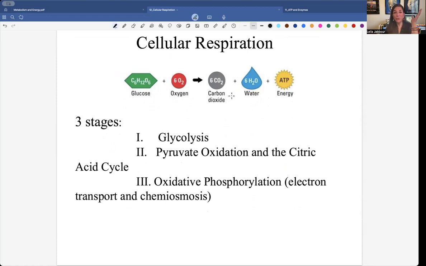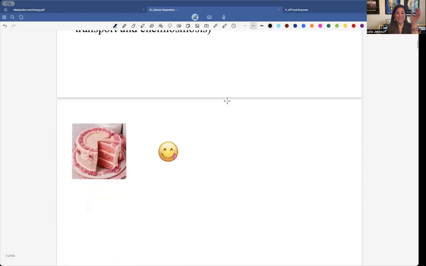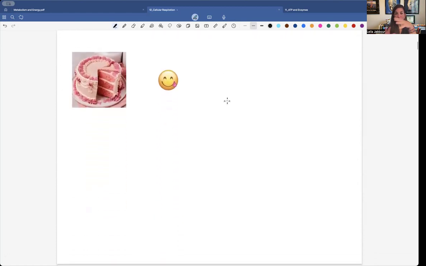But what are the actual stages of cellular respiration? Well, there are 3 main stages: glycolysis, pyruvate oxidation, and the citric acid cycle. And the last and final stage is the oxidative phosphorylation, which includes electron transport and chemiosmosis at the membrane of the mitochondrion.